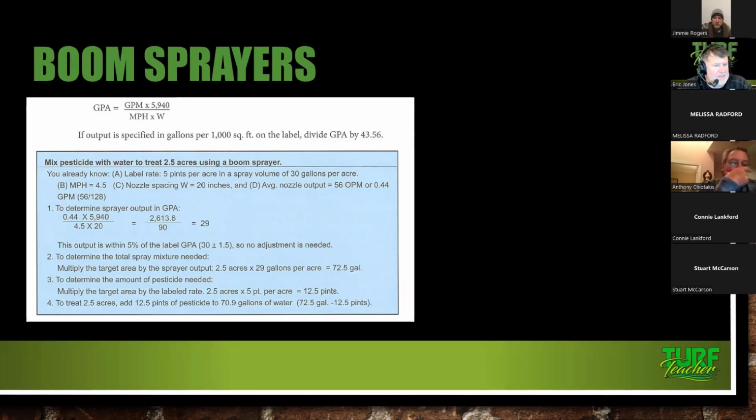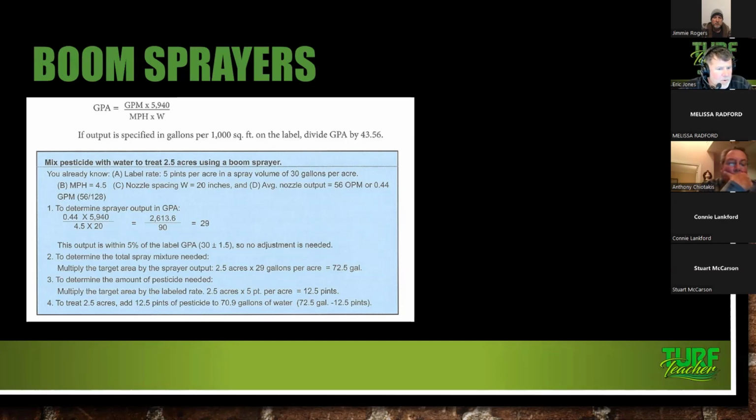So we're going to mix a pesticide with water to treat 2.5 acres using a boom sprayer. You already know the label rate is 5 pints per acre. We were reading that last night before the day's job. So 5 pints per acre and a spray volume of 30 gallons per acre. Our miles per hour after doing our test course was 4.5. Our nozzle spacing width is 20 inches. Our average nozzle output was 56 ounces per minute, or 0.44 gallons per minute, 56 divided by 128. So determine our sprayer output in gallons per acre.